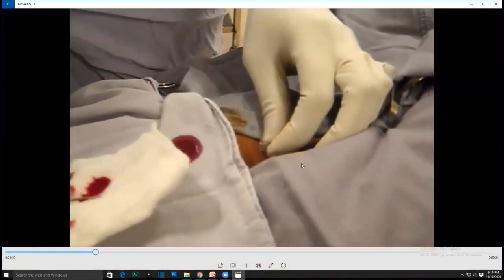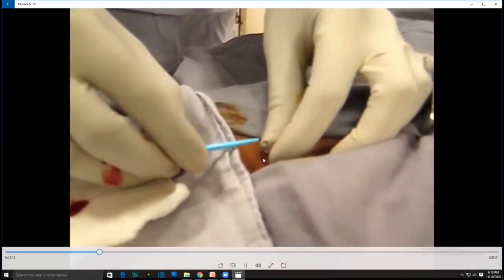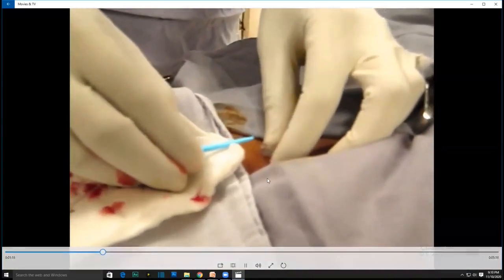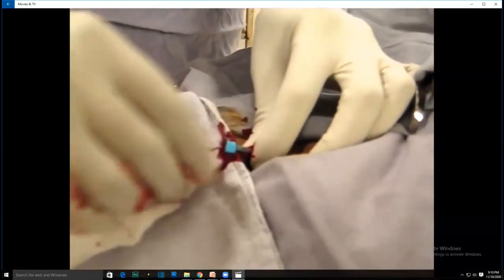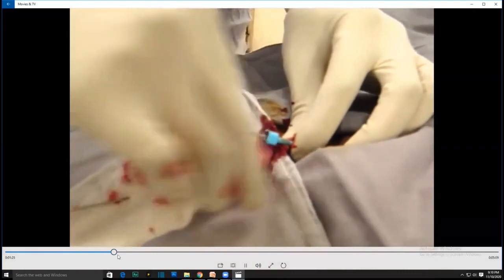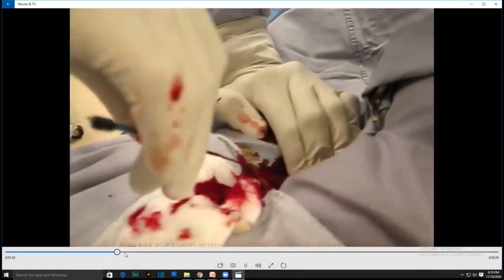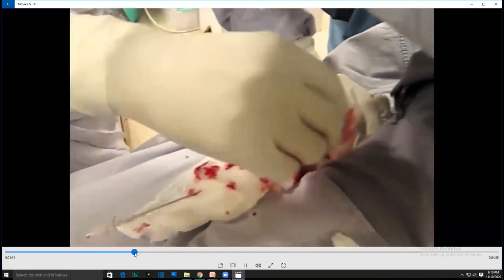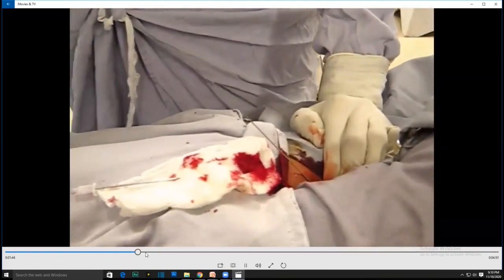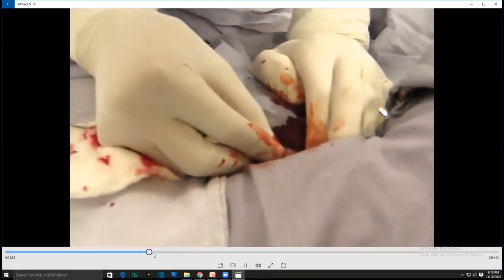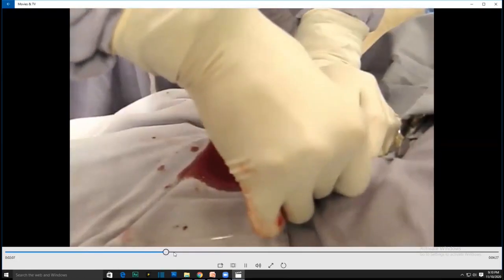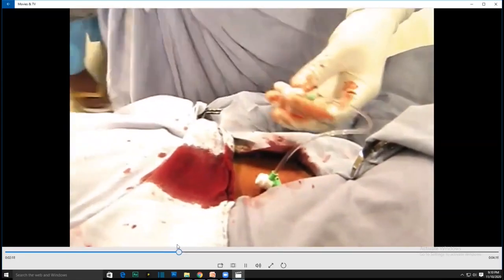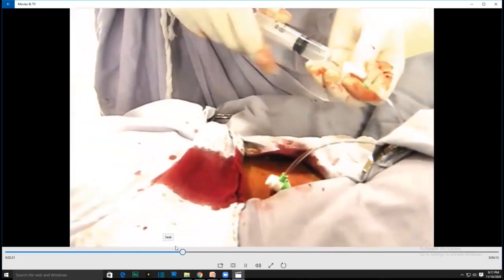We withdraw the needle across the artery, and once the cannula comes into the artery, you will get a jet of blood. At that time, we will insert the guide wire. See, once the guide wire is inside, we'll remove the cannula and we'll insert the sheath. After making a small incision over the skin, this is the sheath. A 6 French sheath is introduced. Then through the sheath, we will give heparin also to prevent blood clots.